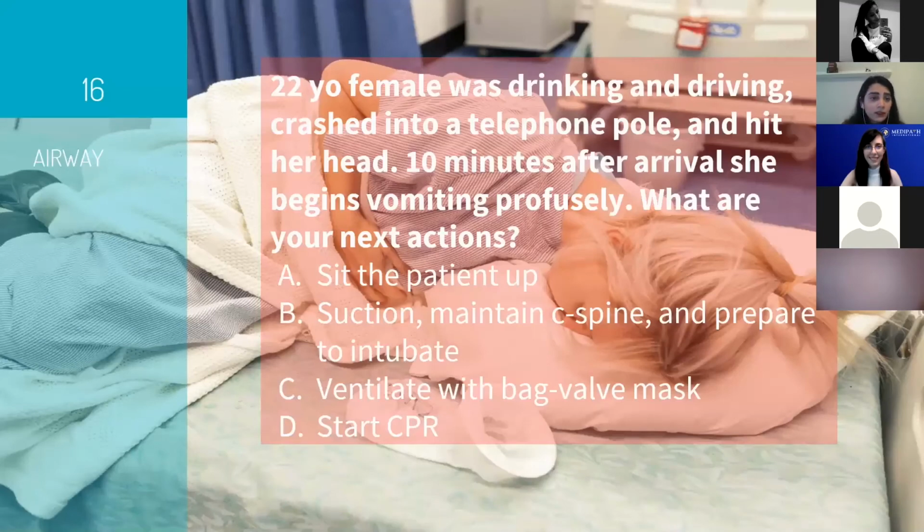So we have another question here regarding the airway. A 22-year-old female was drinking and driving. She crashed into a telephone pole and hit her head. Ten minutes after arrival, she begins vomiting profusely in your ER. What are your next actions? A, are you going to sit the patient up? B, are you going to suction, maintain the cervical spine, and prepare to intubate the patient? C, should you start ventilating the patient with a bag valve mask? Or D, should you start CPR?